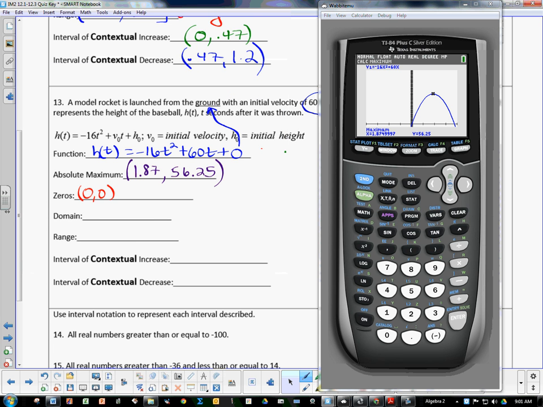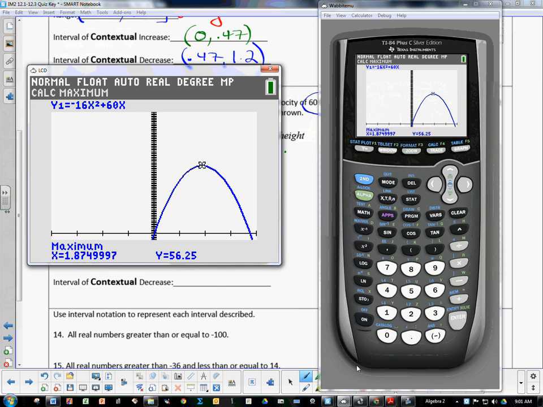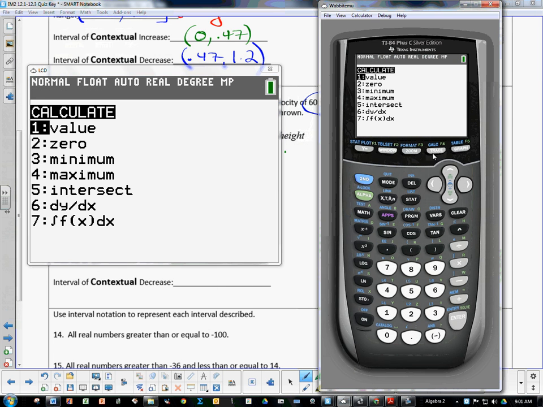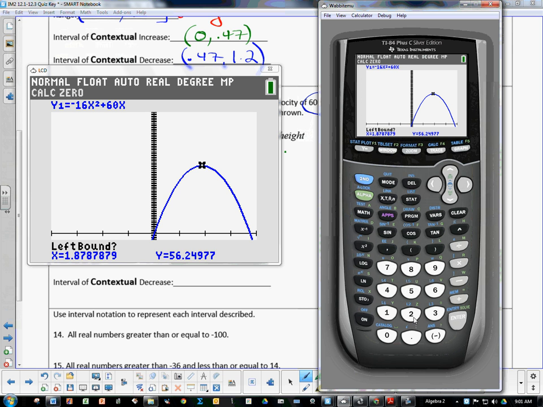And we also have, well, let's go ahead and find this. Open this up for you. Second trace, number 2 is a 0. All right, let's head down a little bit. Let's get a right bound. 3.75, comma 0.